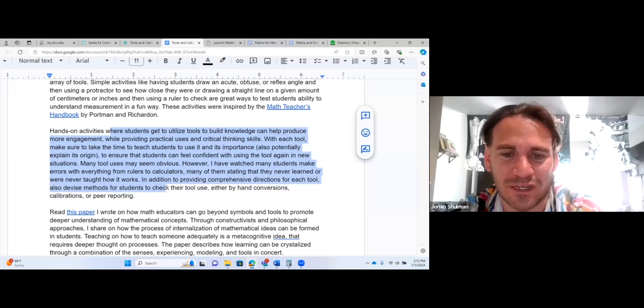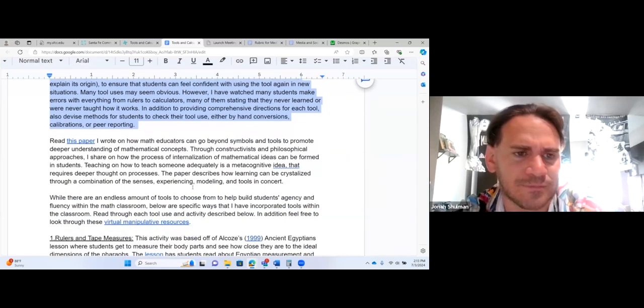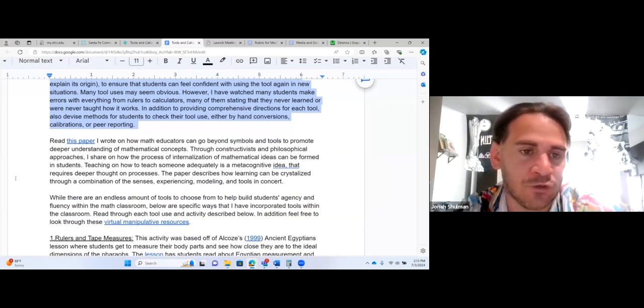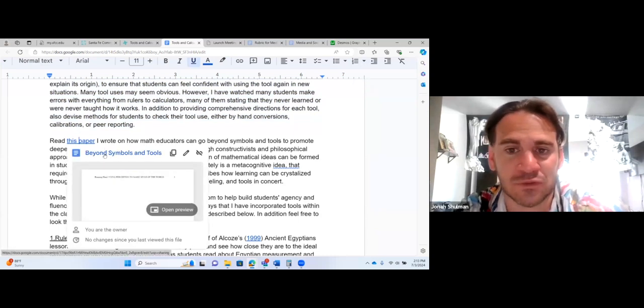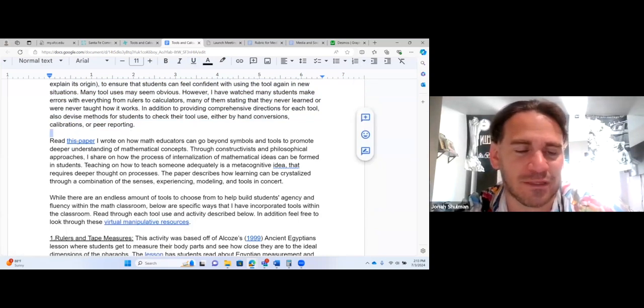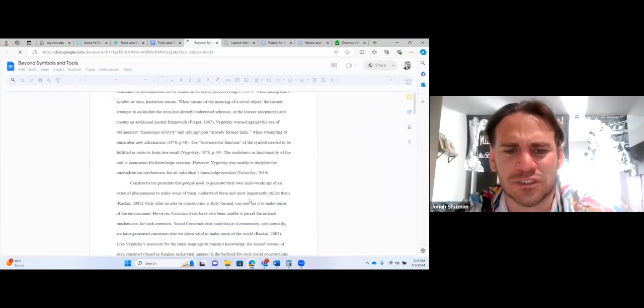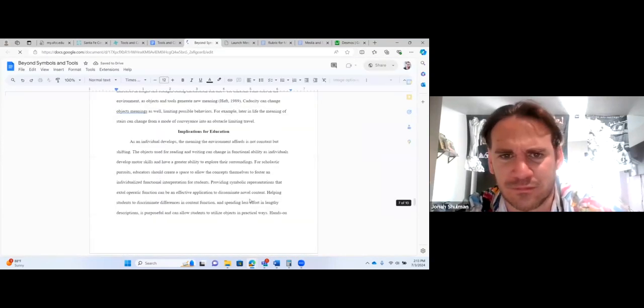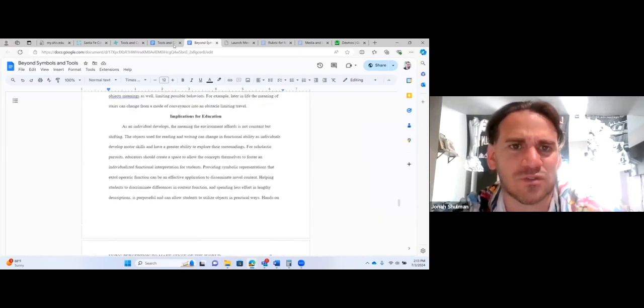In addition to providing comprehensive directions for each tool, provide methods for students to check their tool use. Like, how can we check it? How can we calibrate it? So you could read this paper I wrote, which goes beyond symbols and tools to promote deeper understanding of math concepts. I don't think it's too long, but I know this one I did a really good job at. It's 10 pages. Well, it's 8 pages, but I think this one is really well done.